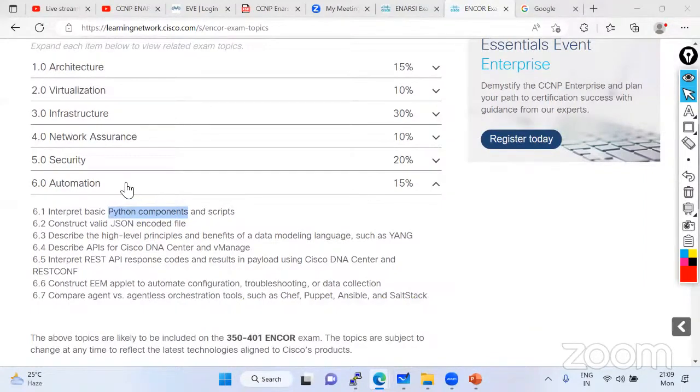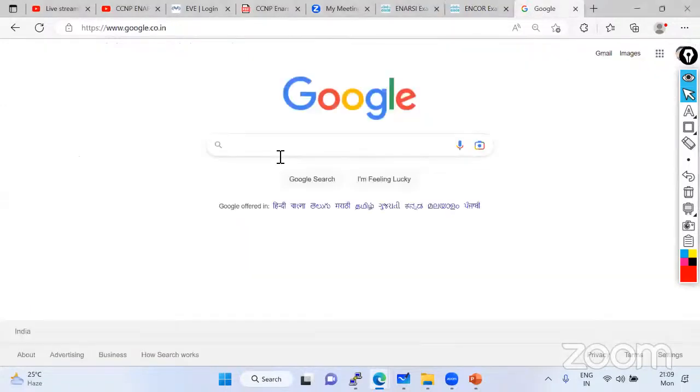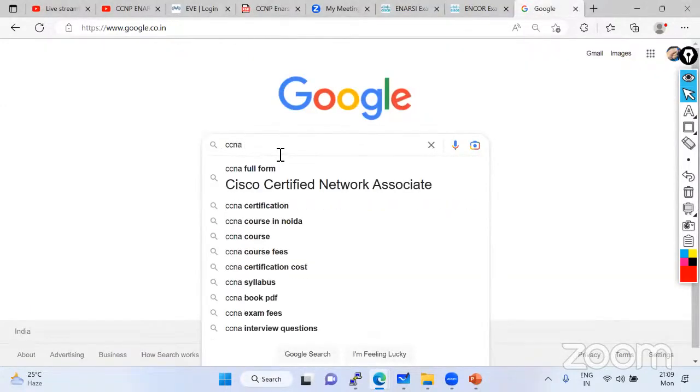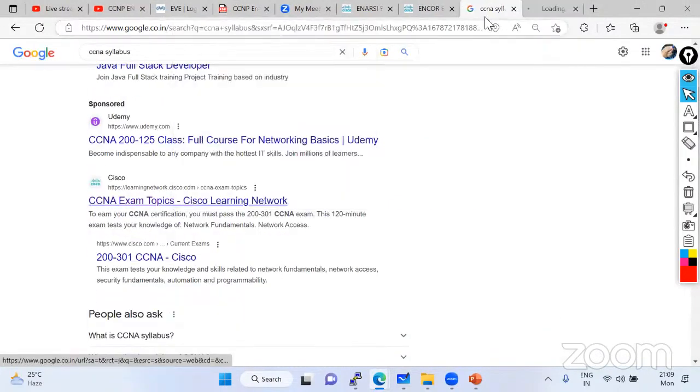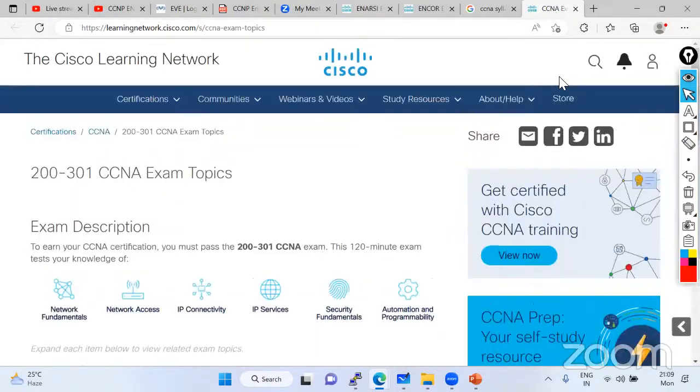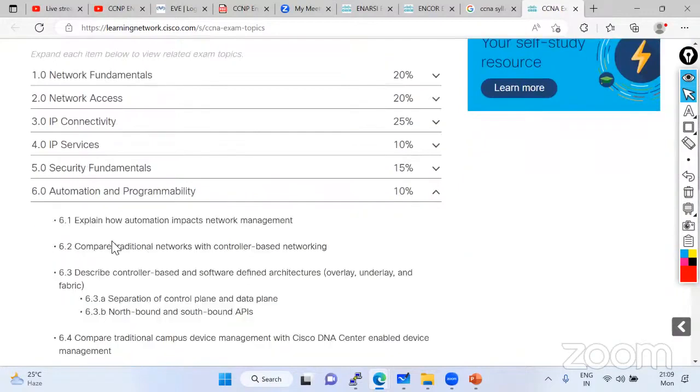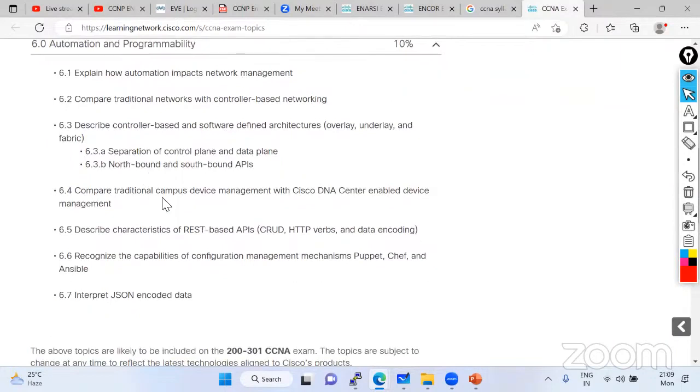If you want to go into automation, at least the CCNA level also has it. If you go to the CCNA syllabus, it also has a little bit of automation knowledge, because nowadays Cisco wants every engineer to have a little bit of knowledge about programming, because networks have this programming requirement. Modern networks basically run on programs. So even here, in automation and programmability, you should know a little bit, just the words. What is a northbound API? What is a southbound API? What are the HTTP verbs? And again a little bit about Puppet and Ansible.